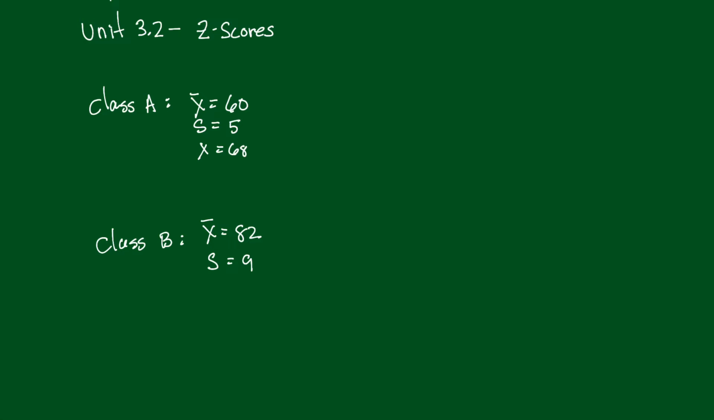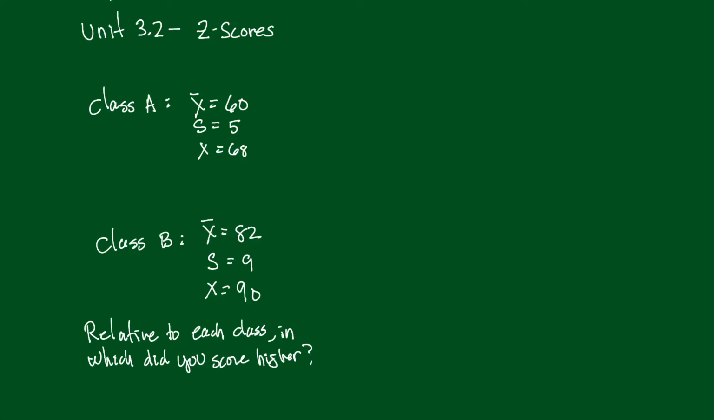Now, you did score above the mean, 8 points above the mean. Now, suppose in Class B, the mean score was 82 with a standard deviation of 9. And remember what the standard deviation does. It measures how spread out the data is. So in Class B, the average was 82, the standard deviation was 9, and suppose your score, X, is 90.